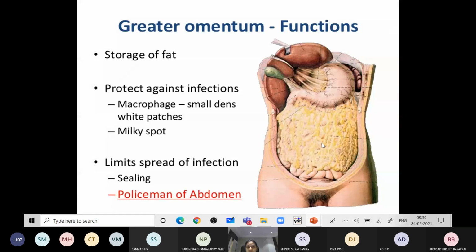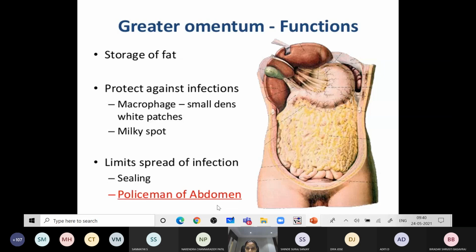So much amount of fat. You can see this yellow color is because of fat within it. And white milky spots are present over the surface of the greater omentum, which are nothing but collections of macrophages, called milky spots. They help in protection against infections. This greater omentum is called the policeman of the abdomen.